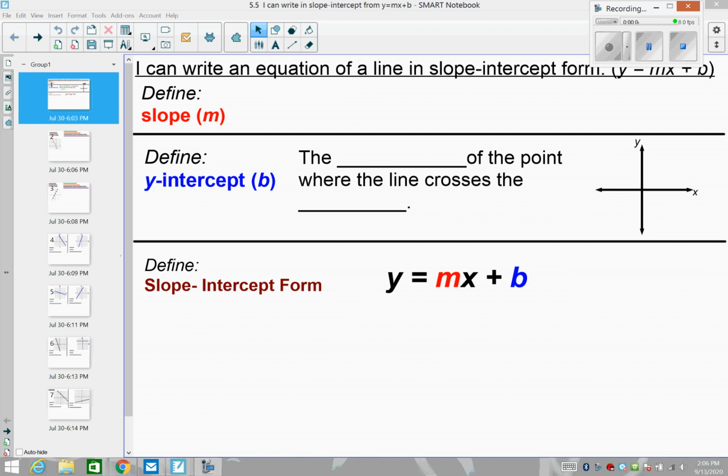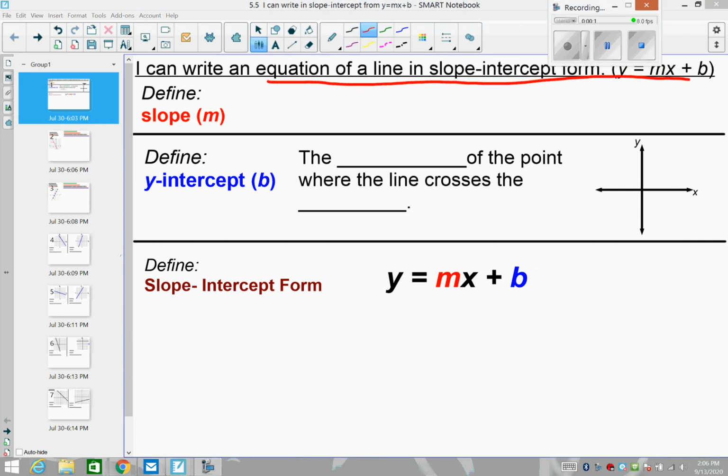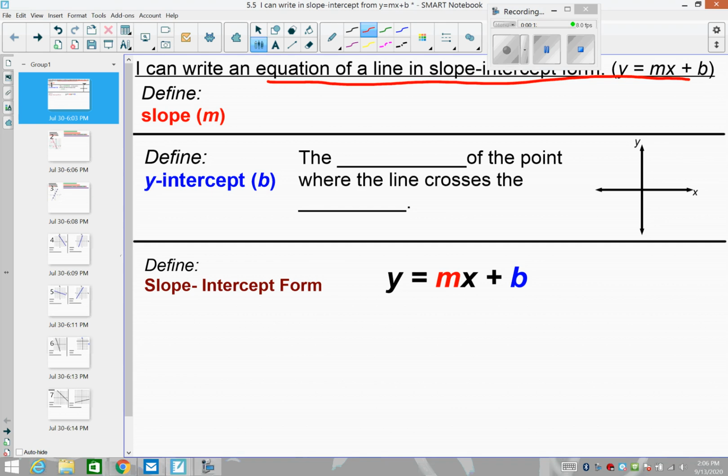Hey, math friends. So our learning target today is that I can write the equation of a line in what's called slope-intercept form. So we call that y equals mx plus b. It's the most well-known form in all of something called linear algebra. Linear algebra means that we're talking about straight line algebra.